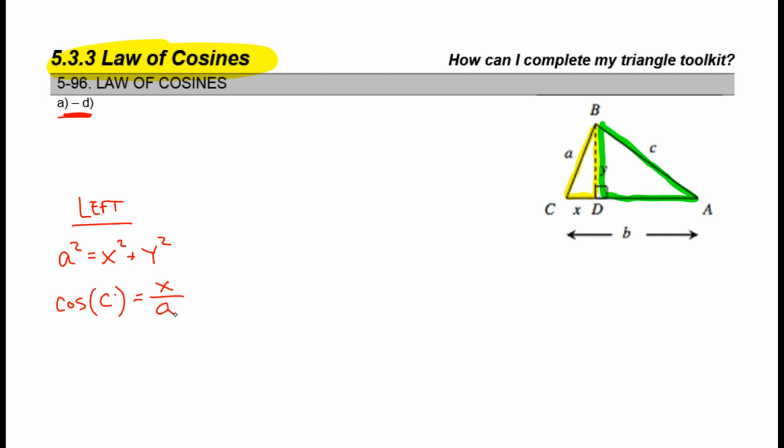Okay, I'm going to just stop right there for the time being, and now I'm going to go over and look at the right-hand triangle. So let's go ahead and look at the triangle on the right. We're going to do some similar things with the triangle on the right. First thing I'm going to do is look at the Pythagorean theorem. So I have hypotenuse, which is c. C squared equals leg squared, which, well, I have one leg here that's y.